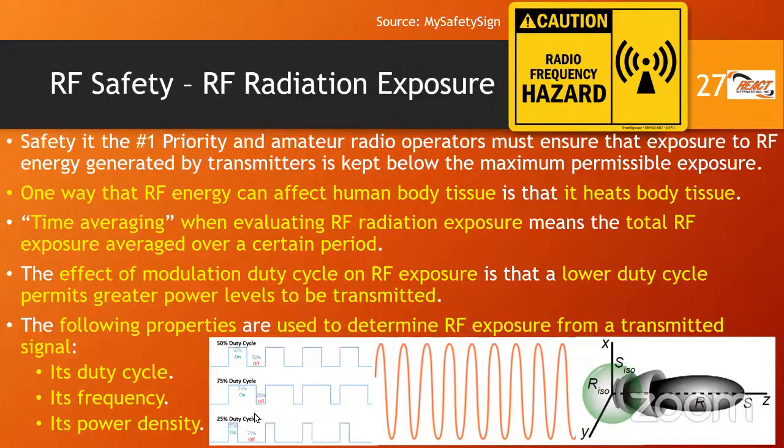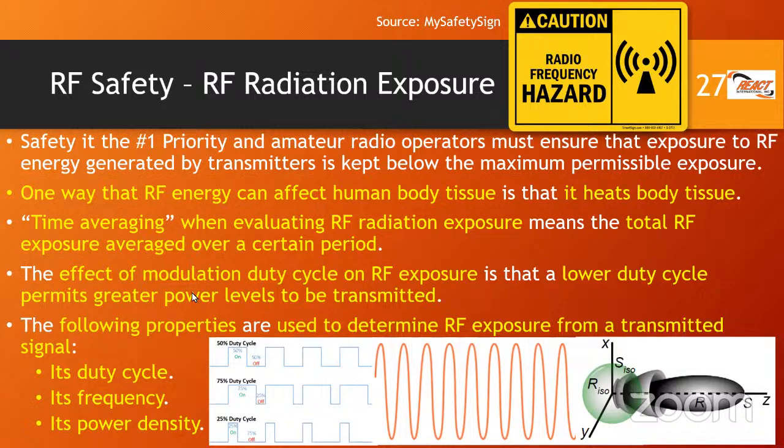If my duty cycle is so high, the mode of transmission is very heavy, then I may have to back off my power just to maintain the maximum exposure limit, or not to exceed it. But if my duty cycle is low, I'm only transmitting part of the time and most of the time I'm off, then I could run a higher power output, because remember, with respect to our exposure, we're talking about time averaging. So if we are transmitting less, that means I could transmit at a higher power before I exceed my maximum permissible exposure limit.